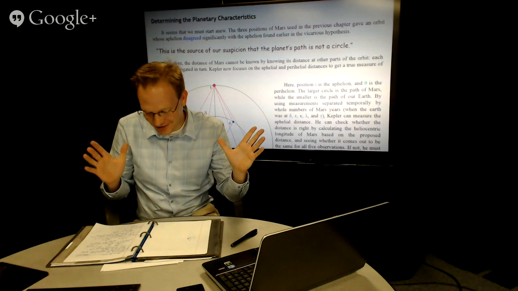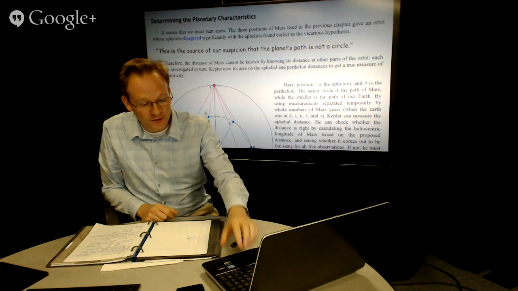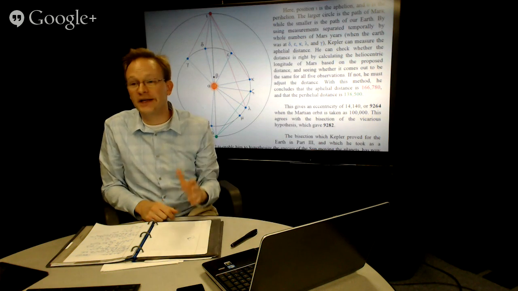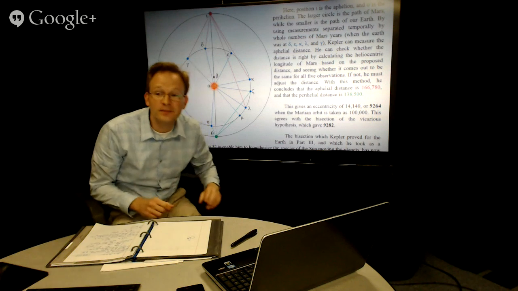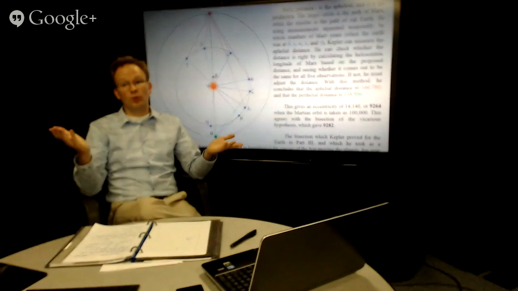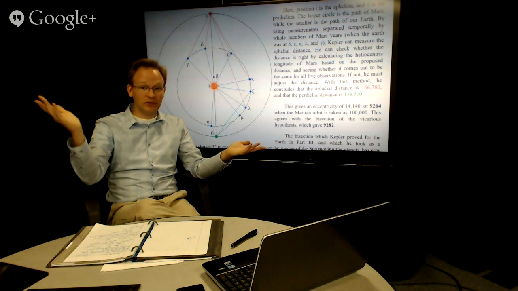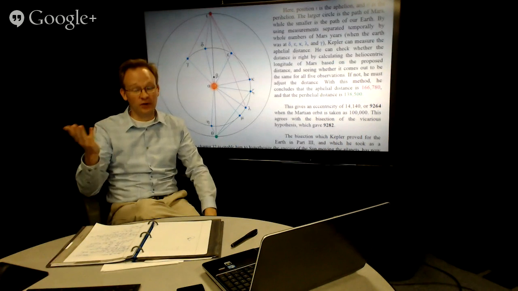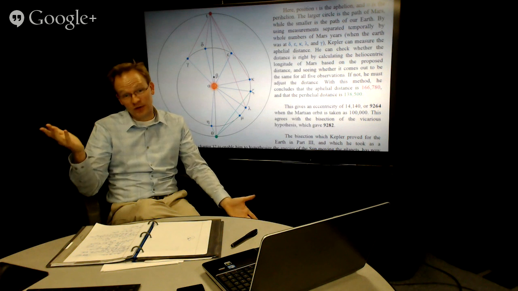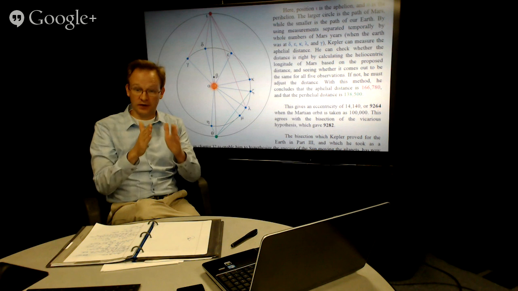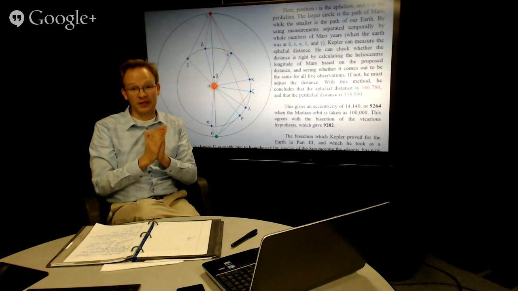You're getting the hunch that maybe it doesn't really move in a circle. So in chapter 42, he says, well, that means we've got to get a little bit more precise here. If we want to know how far away Mars is at aphelion and perihelion, we can't do it just by taking any three old positions and drawing a circle through them, because maybe it doesn't move in a circle. So if we want to know the aphelion and perihelion, we have to look very specifically at aphelion and perihelion.